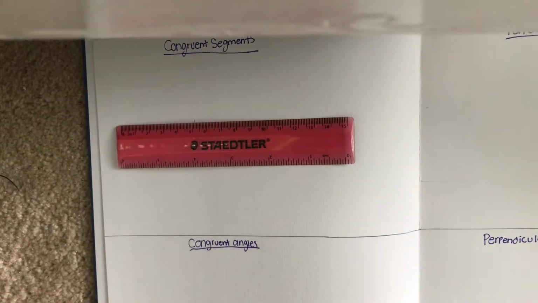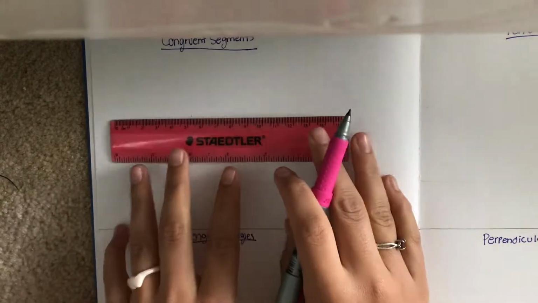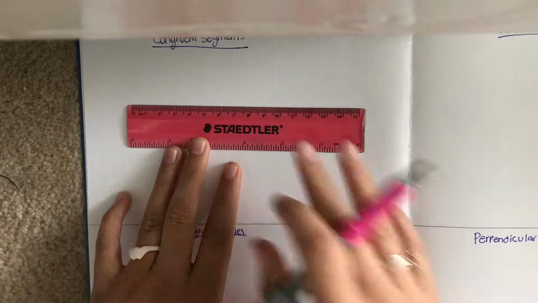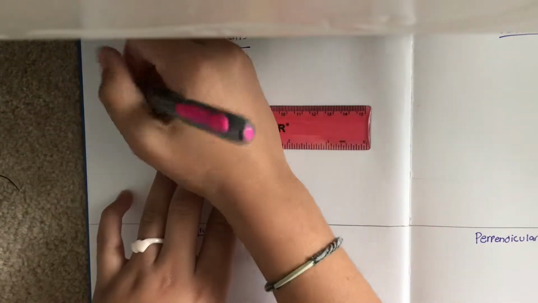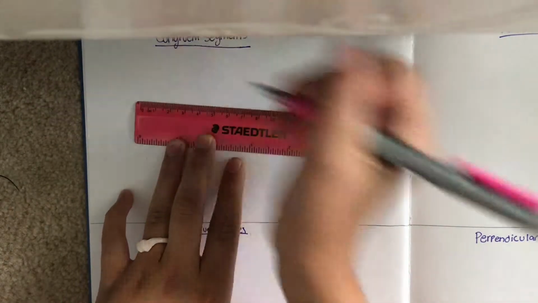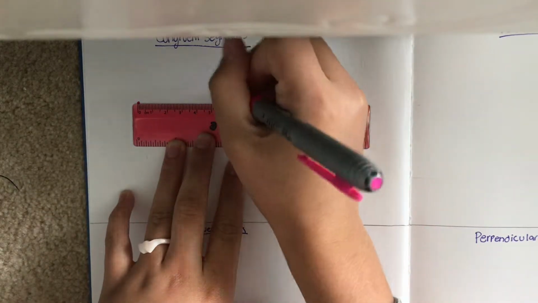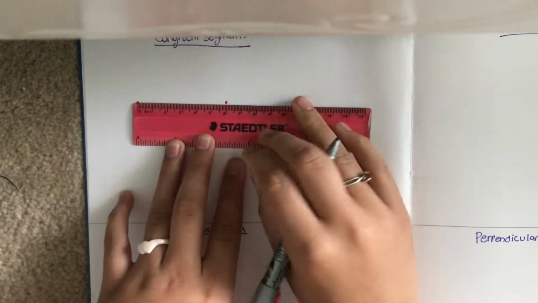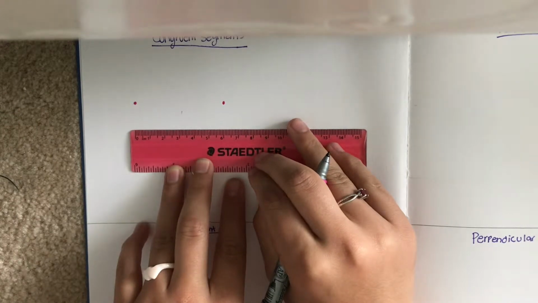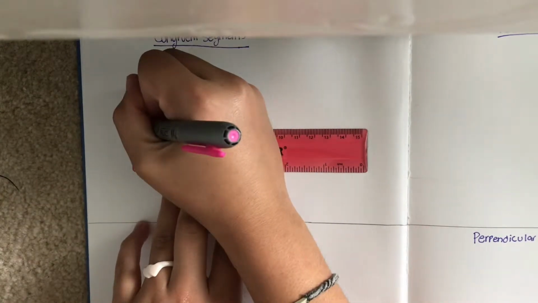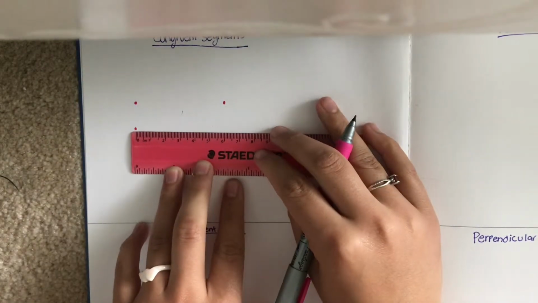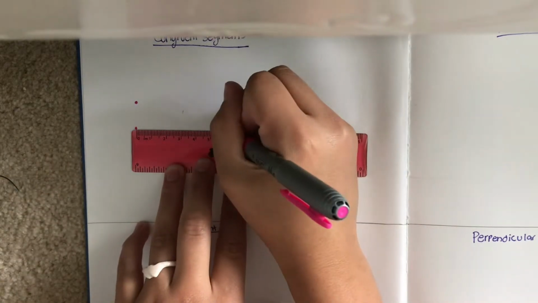So the first thing I'm going to show you is how to make a congruent segment. What I'm going to do is use my ruler. I'm going to mark 0, and I'm going to mark right at 6. And we will make 2 of those. So 0, and then 6.